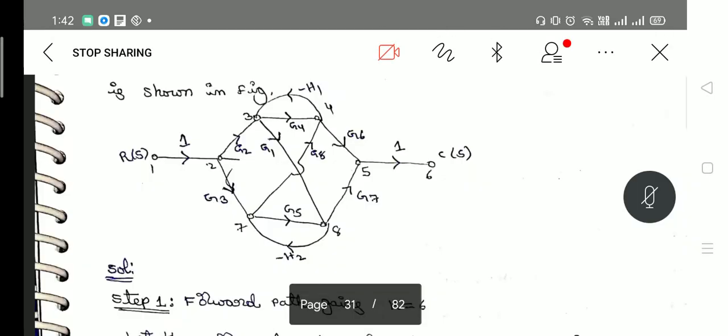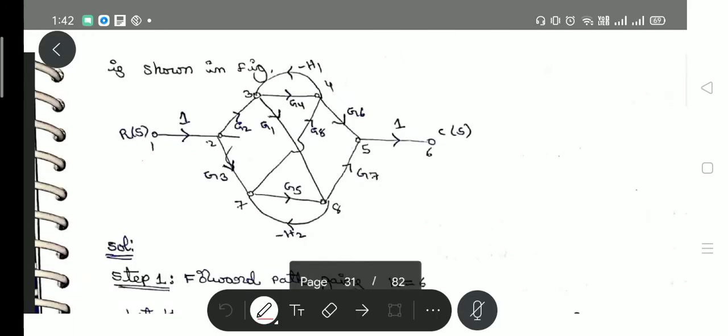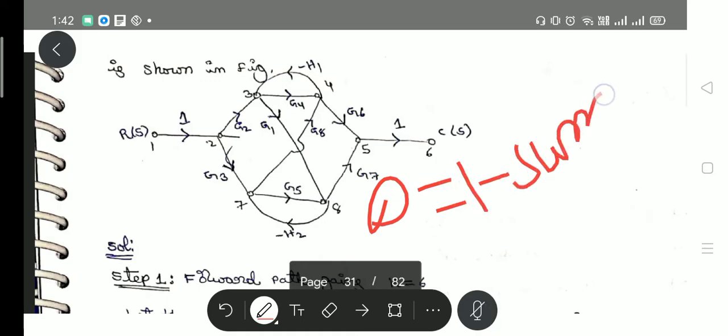Then we can find the Mason's gain formula. What are the elements in Mason's gain formula? Again, delta and delta k. You can find delta and delta k in the next step. So what is delta? Delta is 1 minus the sum of individual loops plus the sum of non-touching individual loop gains.